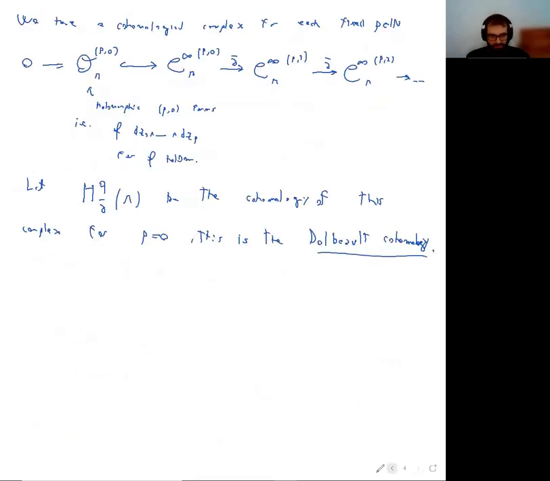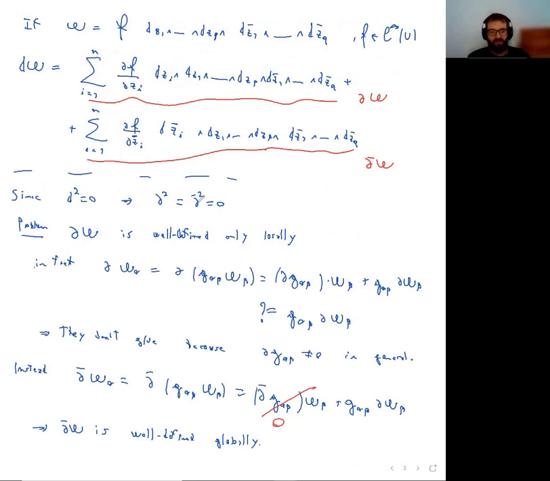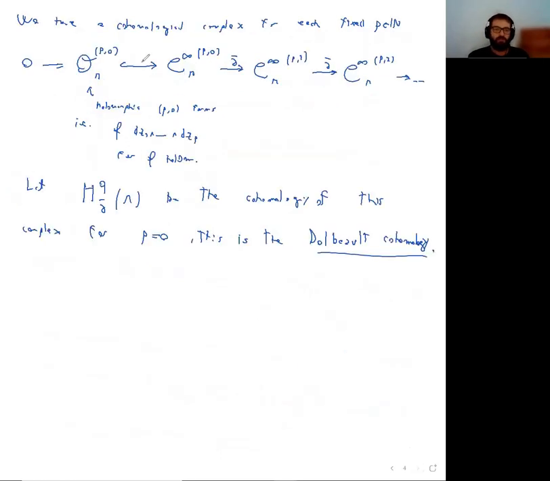And since it comes from the differential, it satisfies del bar squared equals 0. Therefore, there is a cohomology associated to it. So for every p, there is a cohomology. And when we take p equals 0, this cohomology we call the Dolbeault cohomology. Okay, any questions? No, that's good.